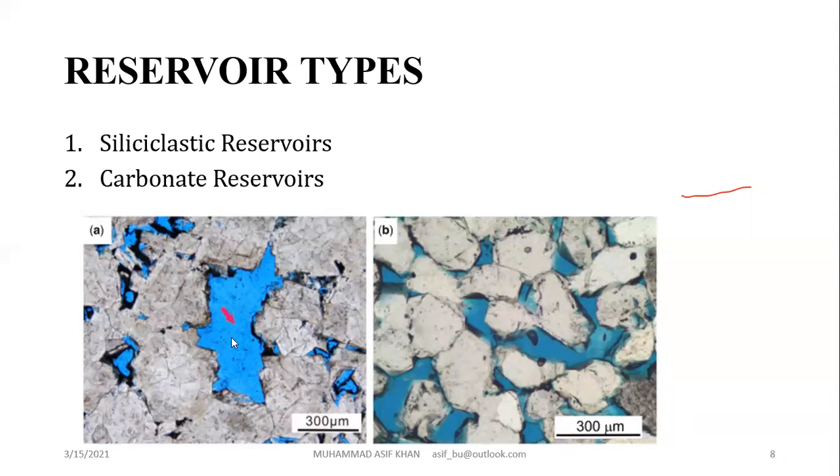This is a thin section. In order to highlight the porosity of the reservoir, they use epoxy fluid, blue resin, blue epoxy, just to highlight the pore spaces of the rock. So this is blue epoxy, nothing else, just to highlight the pore spaces. So this is carbonate and this is a siliciclastic reservoir, a sandstone, and this is quartz.